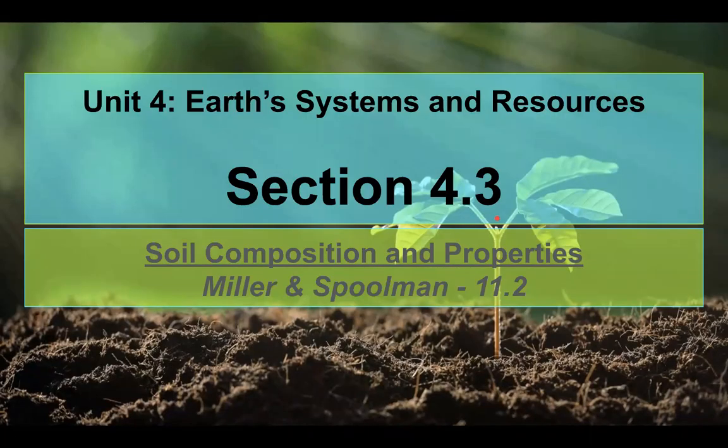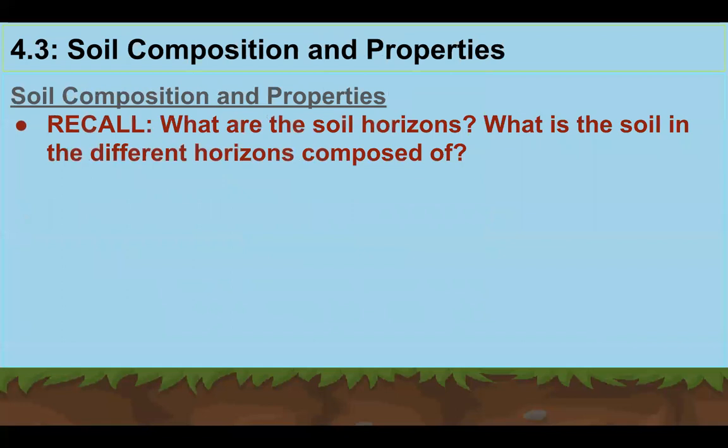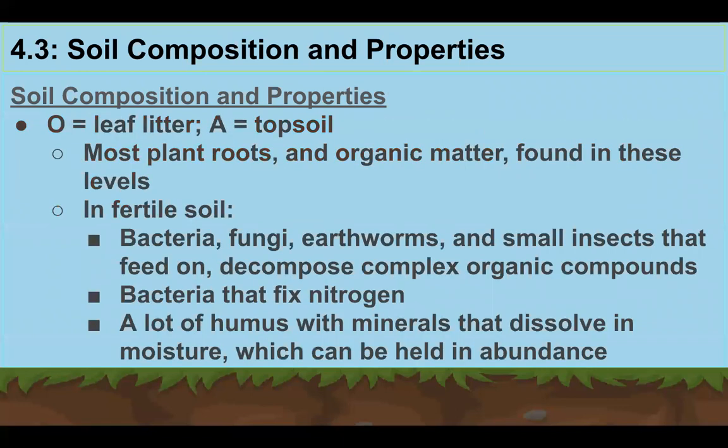All right, so that's going to bring us to our next section, 4.3. So let's get right into it and look at the composition of soil. Think about what the soil horizons are again. Remember the A horizon, the B horizon, and the C horizon, and then at the very top, the O horizon. Think about what those are, what they were composed of, and let's talk about them now.